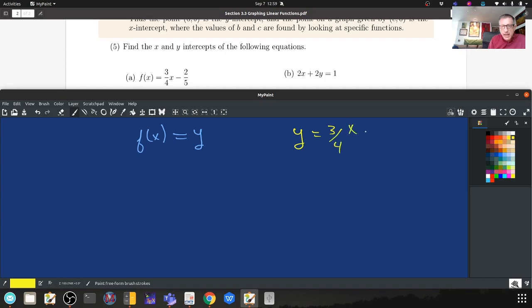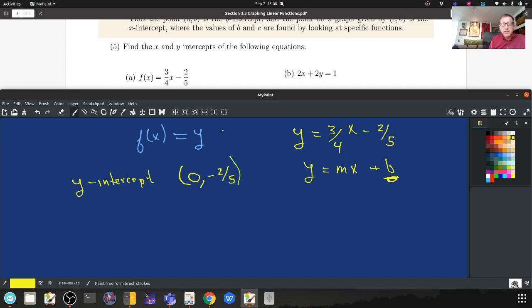3/4 x minus 2/5. So this is in the form y is equal to mx plus b. So you already know the y-intercept. The y-intercept is always a point where the x value is 0, and all you need is the b value, and the b value is minus 2/5. Oh man, that was super simple.